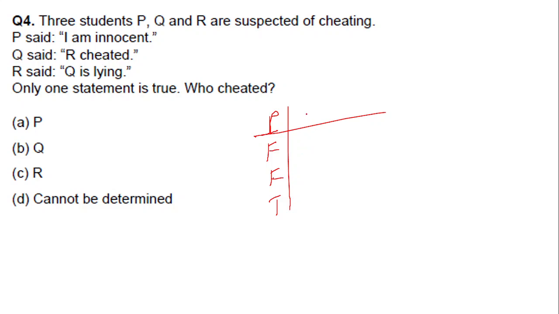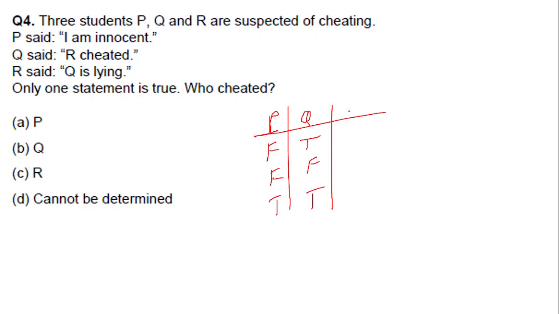Now let us go to the next one, Q. What if Q has cheated? P said I am innocent, holds good, true. Q said R cheated, false, because Q has cheated here. R said Q is lying, so this is true.